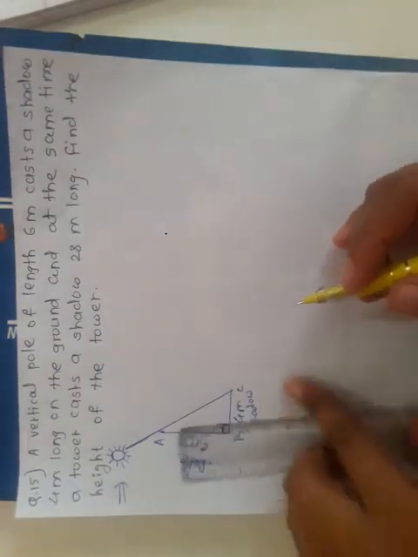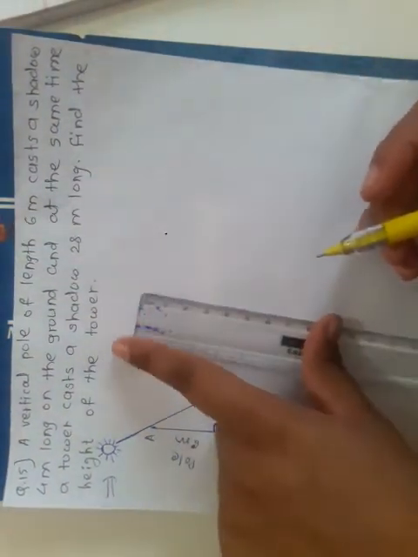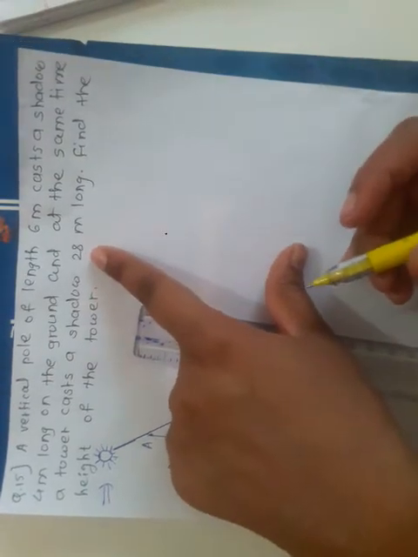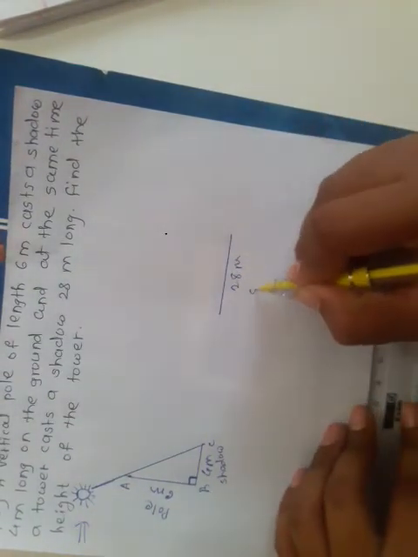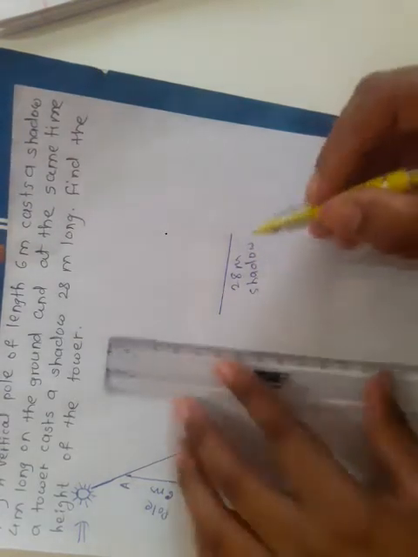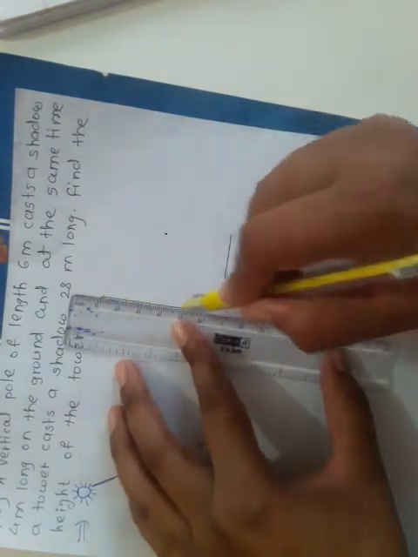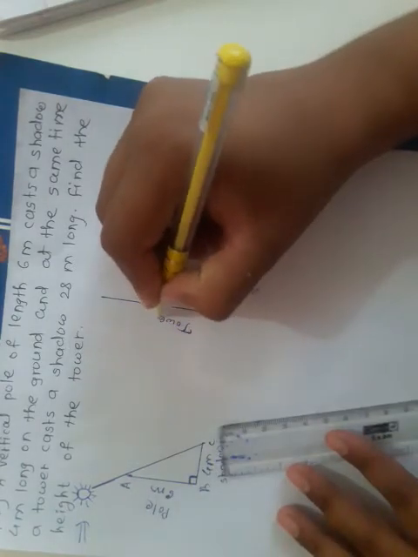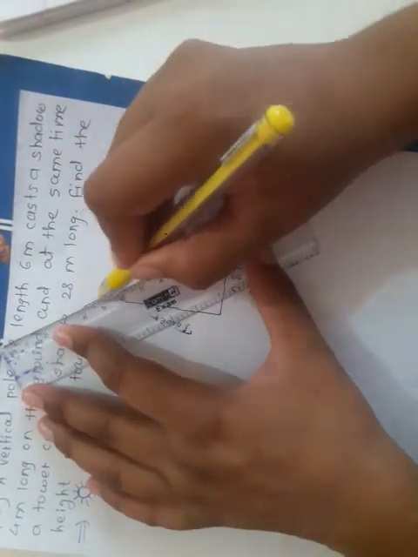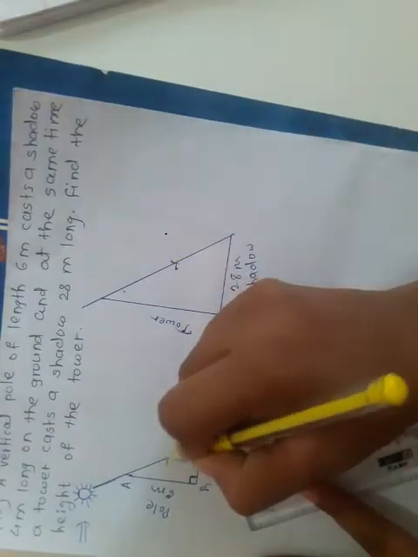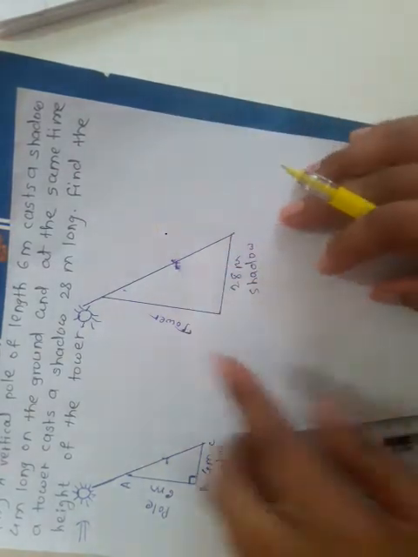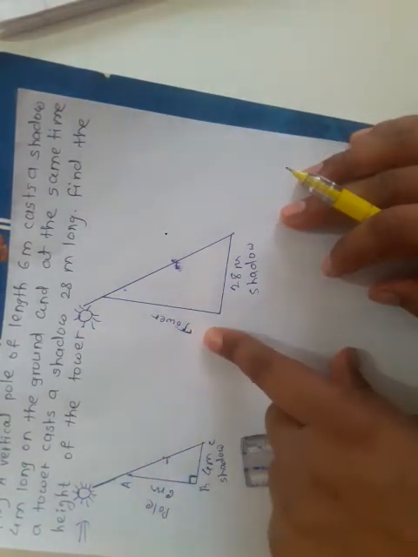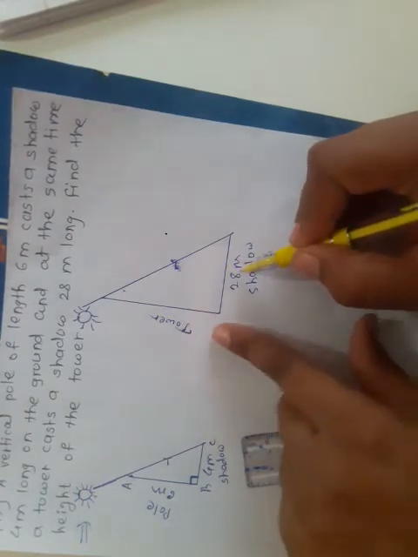Now there is again a tower, and that tower's shadow is 28 meter. So suppose this is the shadow of the tower, 28 meter long, and obviously this is our tower. This is the sun ray. Suppose here is our sun. In the presence of this sun, it cast a shadow of 28 meter long of this tower.